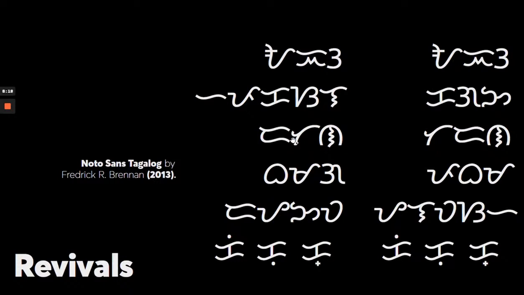And we have here Noto Sans Tagalog by Frederick Brennan. In here we have the first order where we have the vowels, and then we have the old order in here where my cursor is at, and on the right hand side we have the Brahmic order.